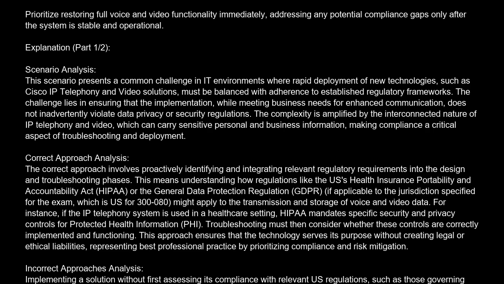For instance, if the IP telephony system is used in a healthcare setting, HIPAA mandates specific security and privacy controls for protected health information. Troubleshooting must then consider whether these controls are correctly implemented and functioning. This approach ensures that the technology serves its purpose without creating legal or ethical liabilities, representing best professional practice by prioritizing compliance and risk mitigation.